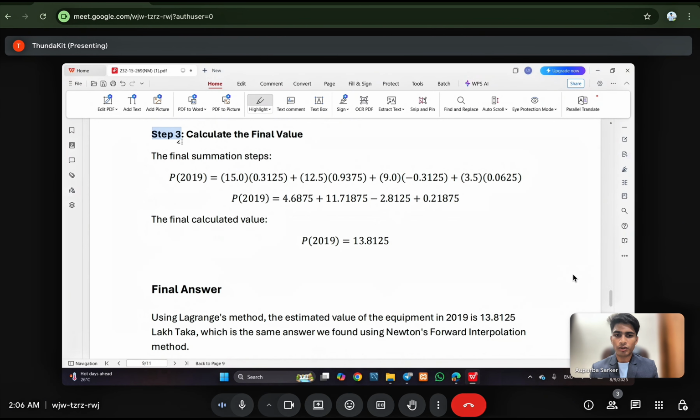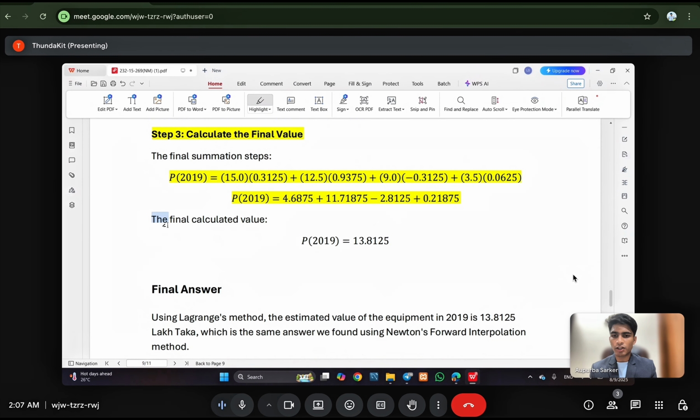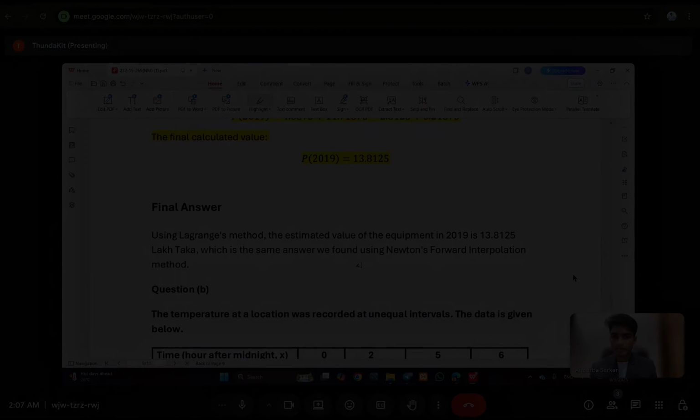Step 3. Calculate the final value. Now we multiply each y value by its corresponding basis polynomial and add them up in the final summation step. And the final calculated value is P(2019) equals 13.8125. The two results are the same.